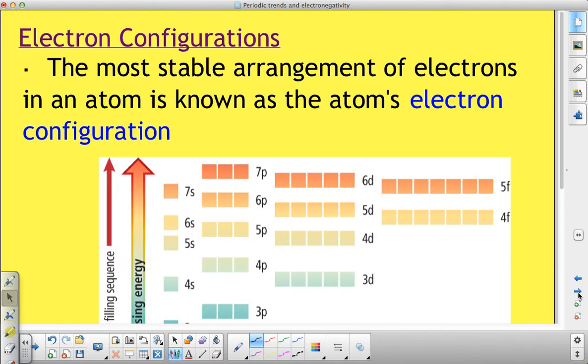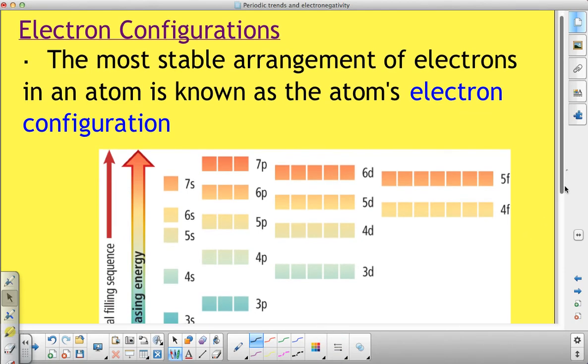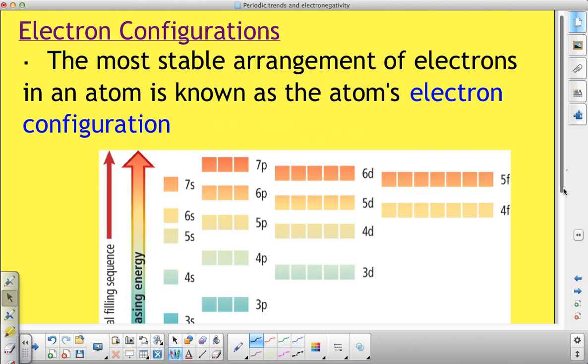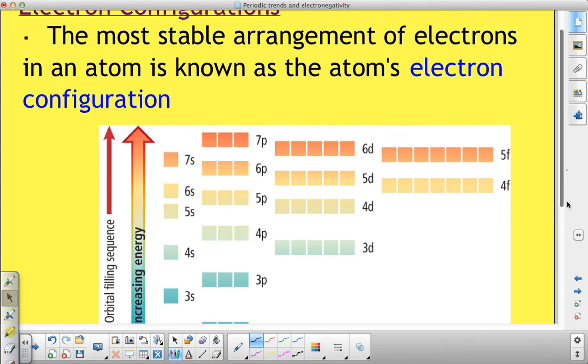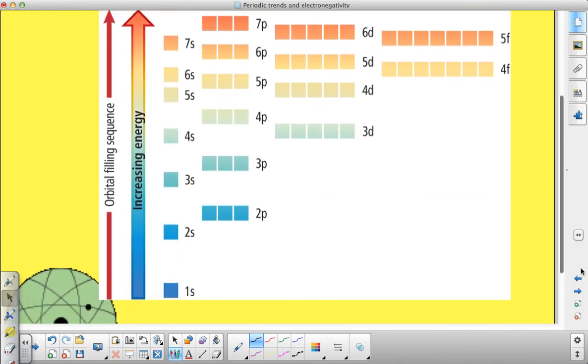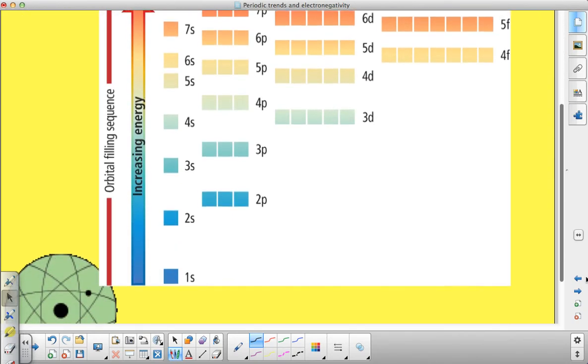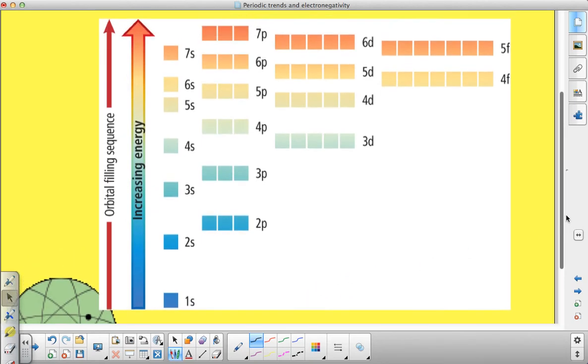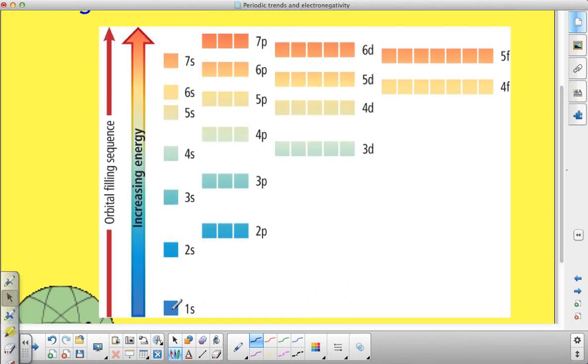Okay. So our next topic that we're going to talk about is electron configurations. And whenever atoms are at their ground states, they're considered stable. So we're going to talk about this right here. This is the orbital filling sequence, and we'll look at this on the periodic table in a second where all of these are located. But we start here at the 1s, okay? Now these are orbitals, s, p, d, and f.